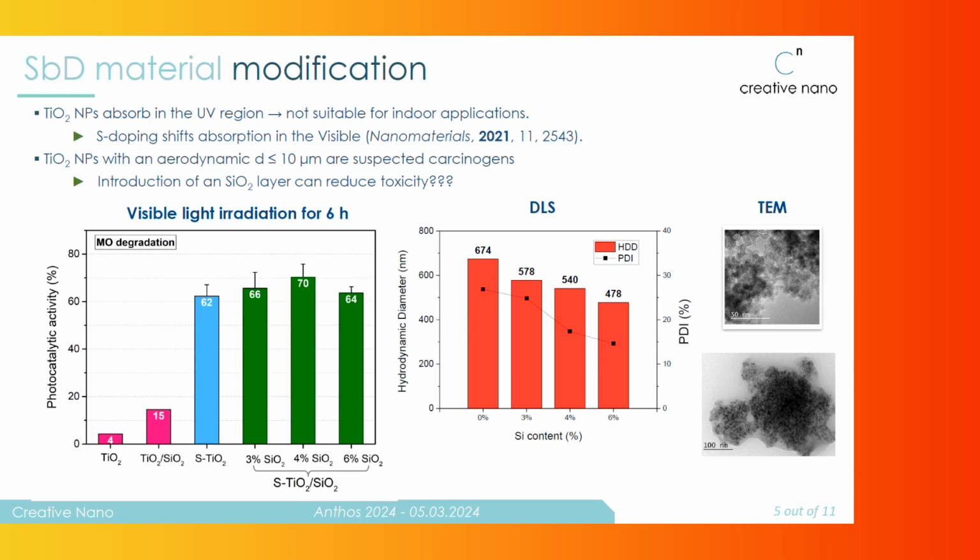Now, in the nanomaterials world, usually smaller means more efficient. So that's why, although we are partially covering the surface of the sulfur-doped titanium oxide nanoparticles, we do not see any drop in activity compared to the non-modified material. But this, of course, made us rather suspicious, because usually when we increase activity, we also increase toxicity.